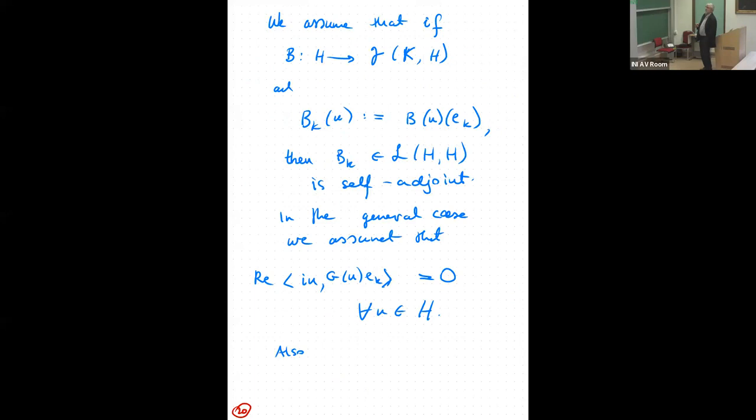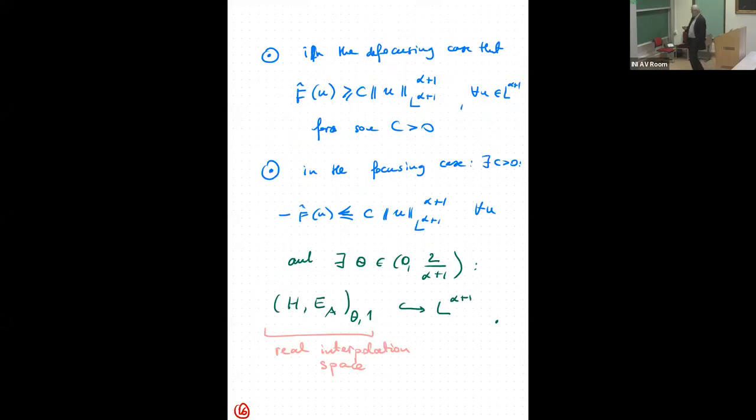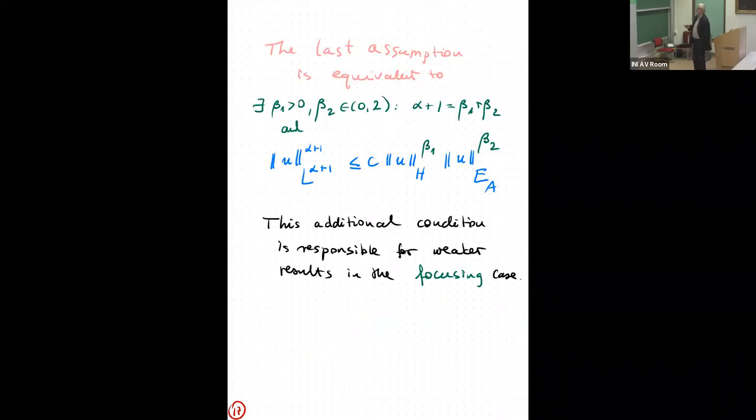So if I go back to the assumptions about this real antiderivative: in the defocusing case, it is some kind of coercive, so it satisfies such an inequality. In the focusing case, we assume that minus f satisfies such an inequality. And in the focusing case, I forget about the bottom of this page, we actually assume what is easier here. We assume that the L^(alpha+1) norm can be interpolated between the L2 space, which is H, and the energy space, which in our case is just H^beta. These are the conditions which we require.